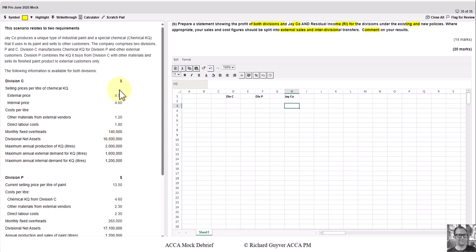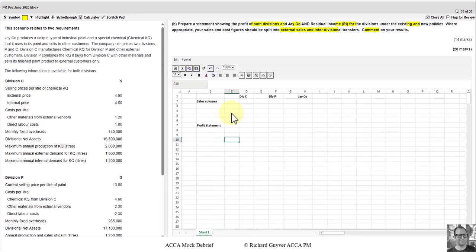A profit statement shouldn't really have volumes of sales in it. So I would personally put that at the top, and then I'd have my profit statement starting a bit further down. And the reason I want to do that is I need to show this calculation or this table under existing and new policy. So I want to copy and paste it. When I paste it, I want to be able to change the sales volumes that are likely to occur as a result of the new policy. If I've built them into a formula, then that's a bit harder to do.